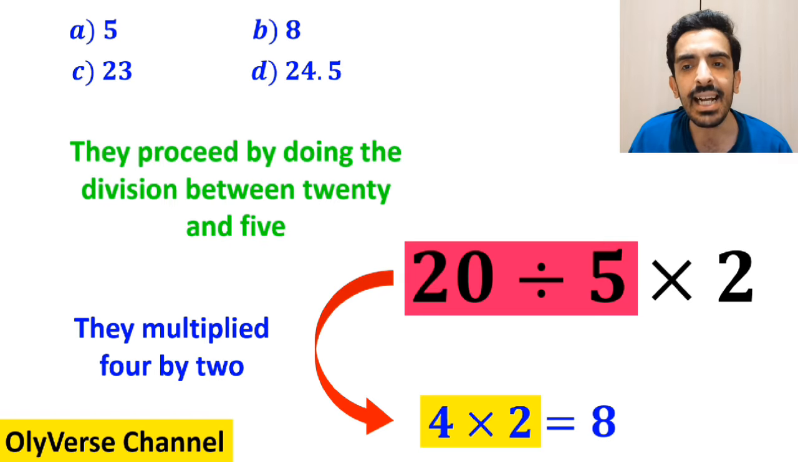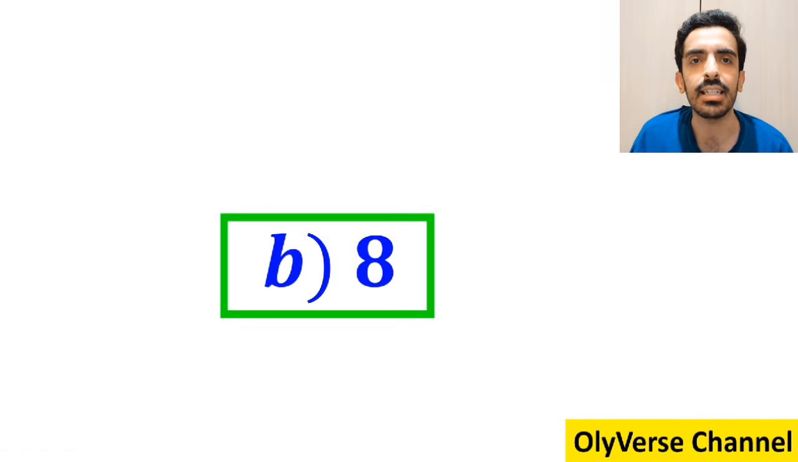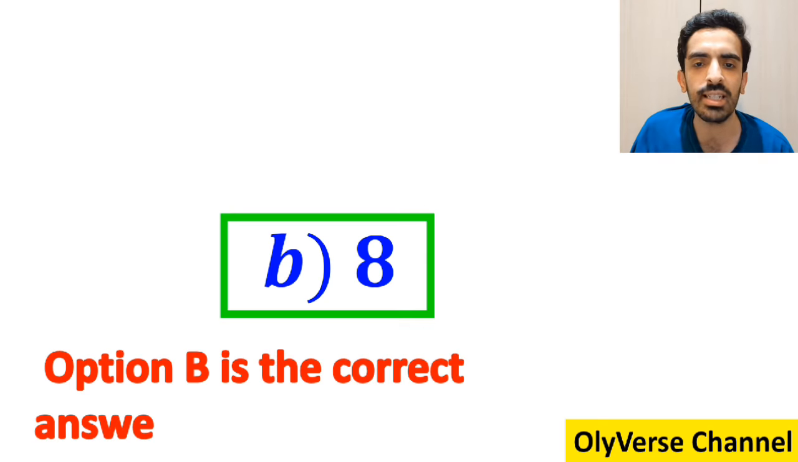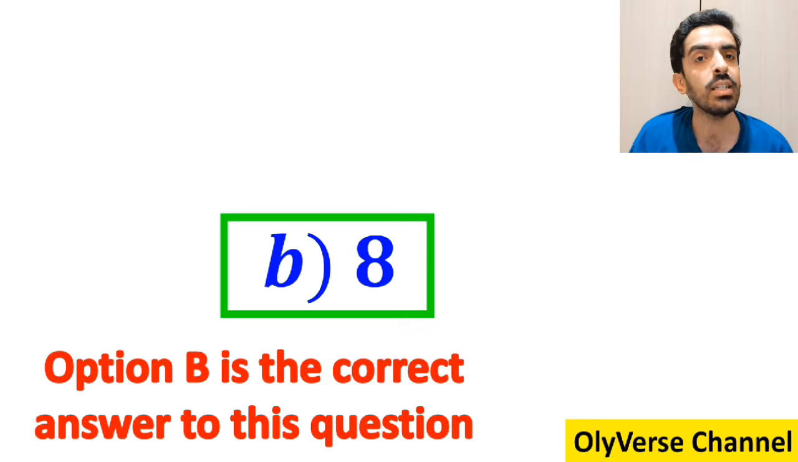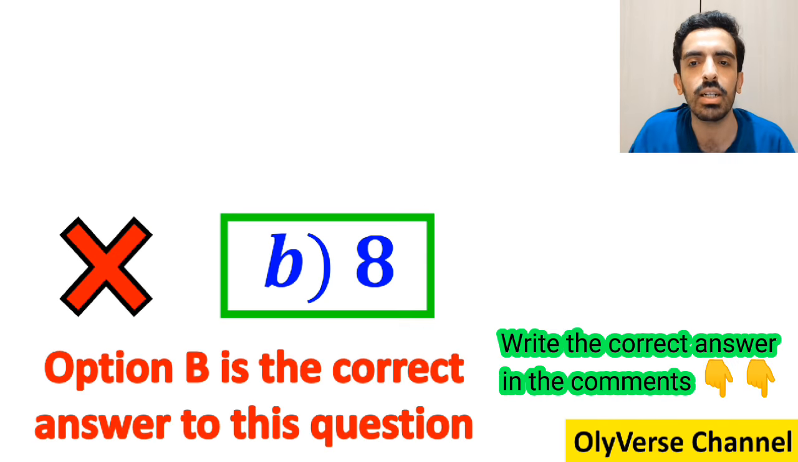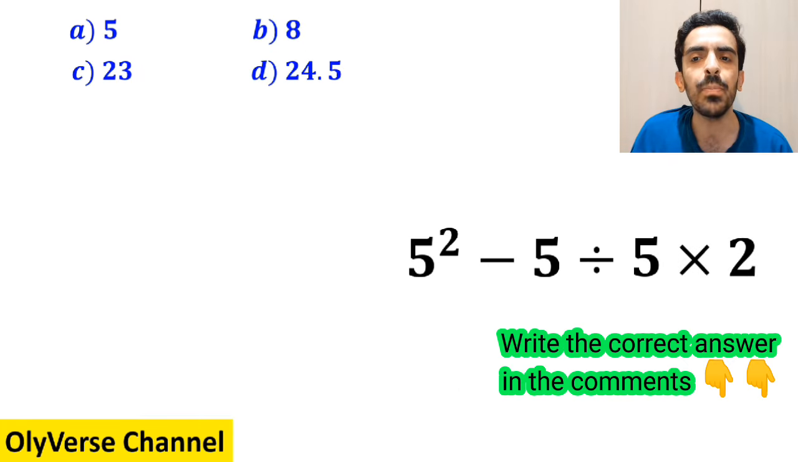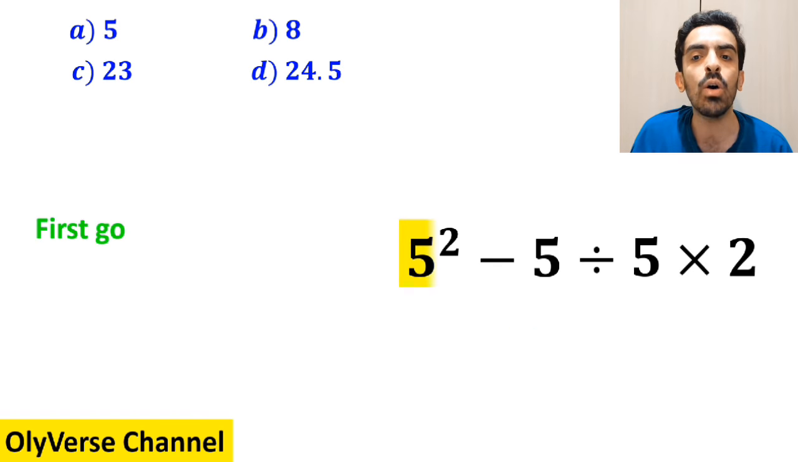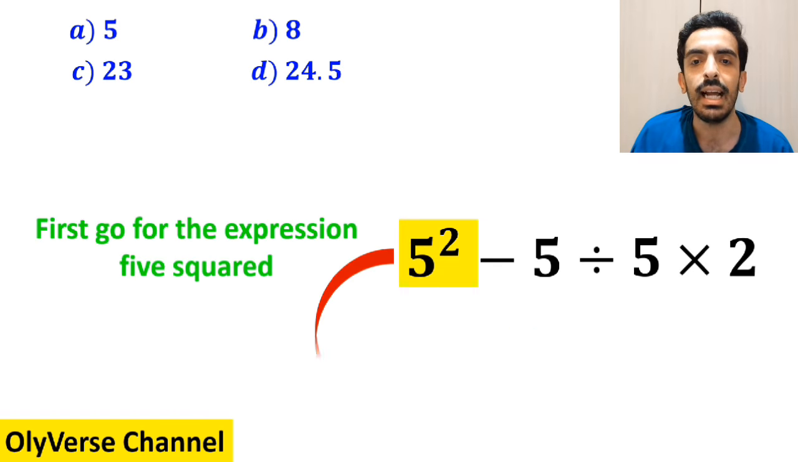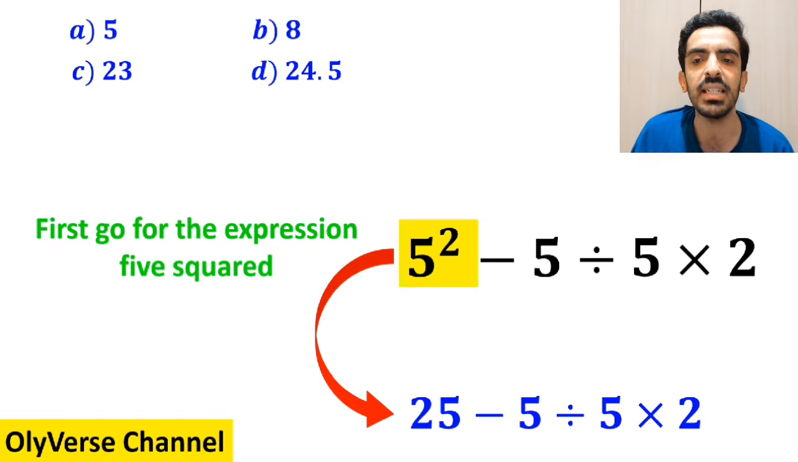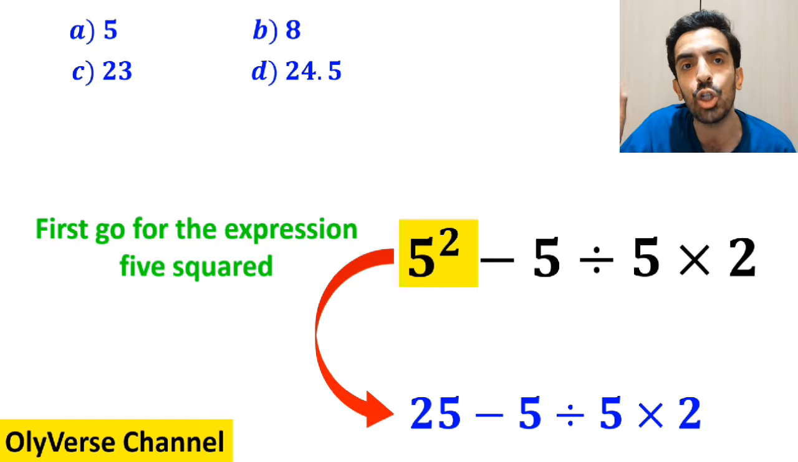Then, without any hesitation, they quickly say that option B is the correct answer to this question. But that's definitely wrong. Also, some other people to solve this problem first go for the expression 5 squared and they simplify it to 25 minus 5 divided by 5 times 2.